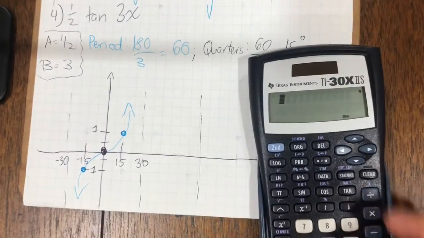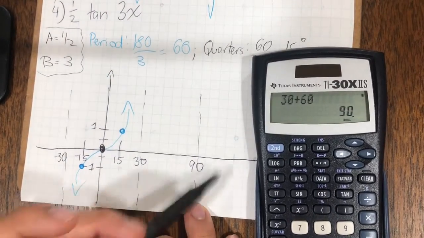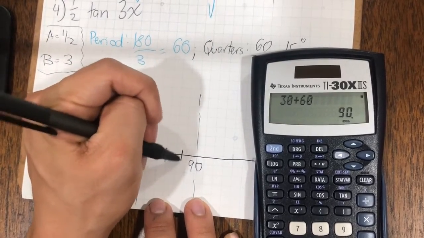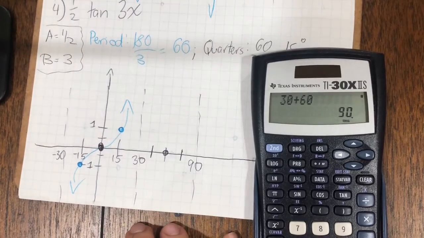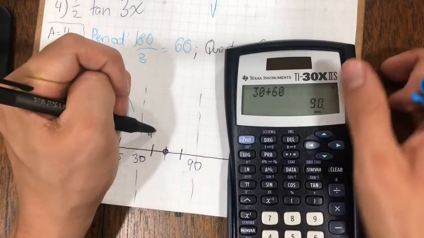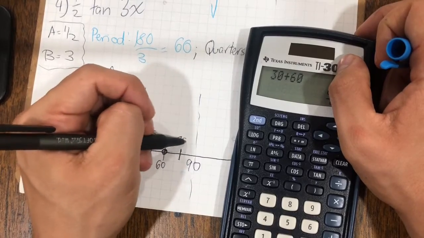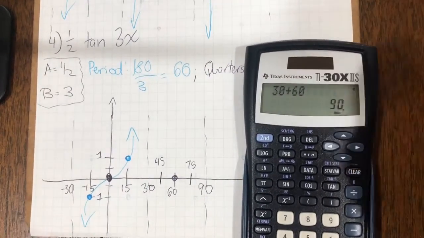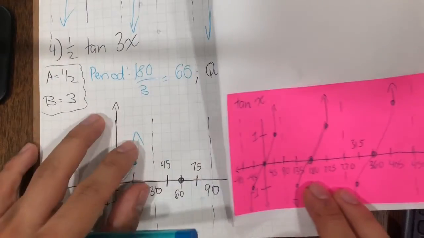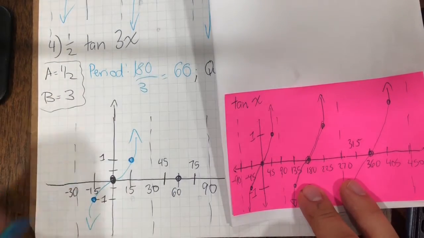I take 30, add it to another 60, I get 90. So a full 60-degree period is from 30 to 90. I have my midpoint, and then my 2 halves. All right, so we go from 30 to 45, 45 to 60, 60 to 75, and then 75 to 90. Then I use the pattern for the second part of the graph. So I'm at the middle. Originally this was 180 and now it's 60. Then I go to the low point.